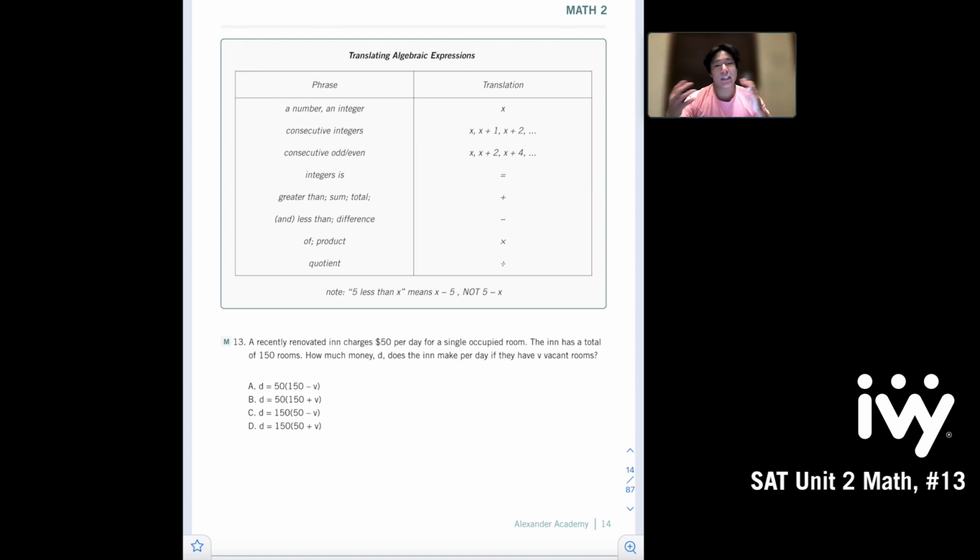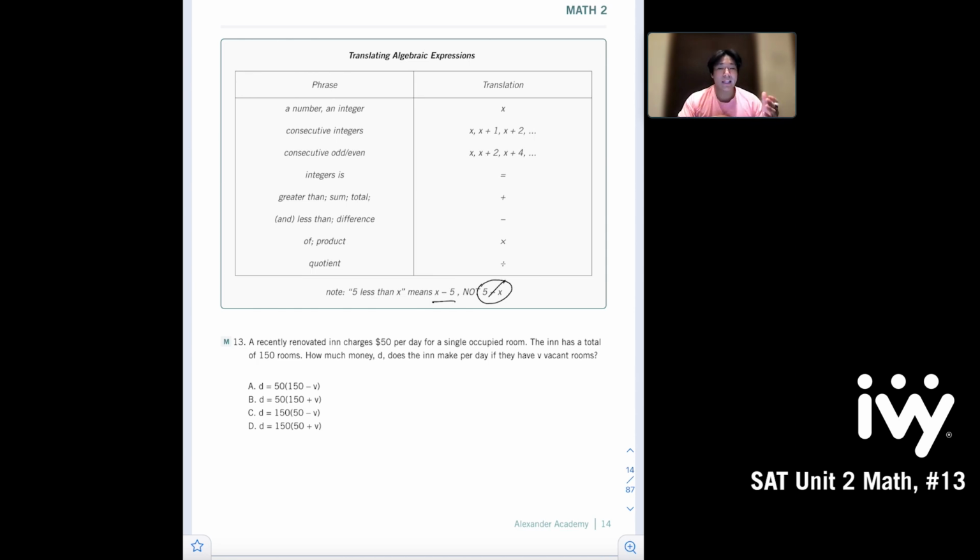And if we say something like is or equals, we'll have an equal sign. If we say something like greater than, sum, or total, an addition sign. If something like less than or difference, it's a minus sign. If we say something like of or product, it's a multiplication sign. Something like quotient, it's a division sign. Make note here that 5 less than x means x minus 5 here, not 5 minus x. It's a different thing.